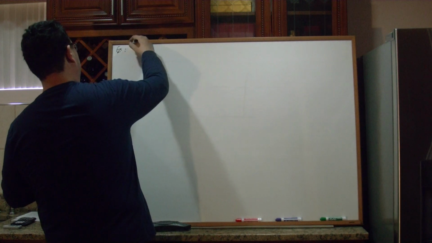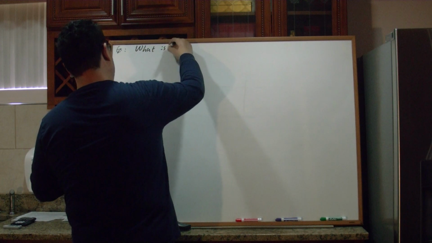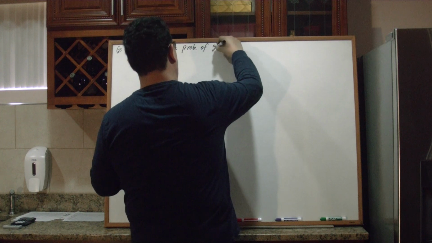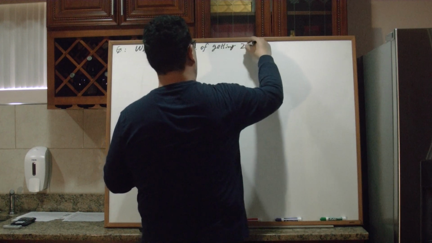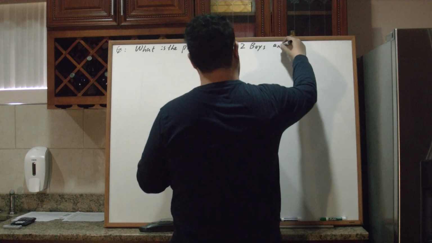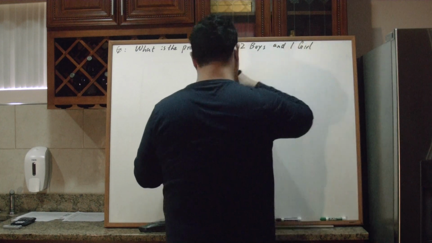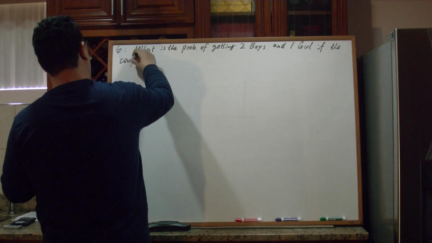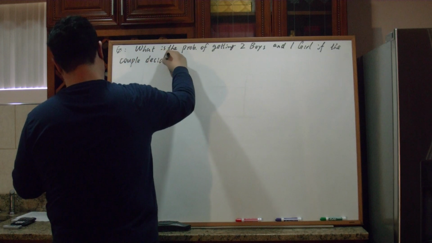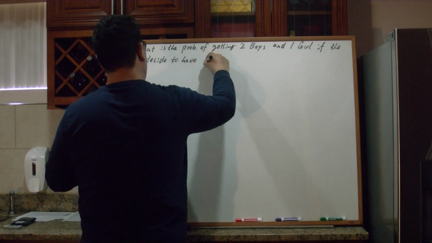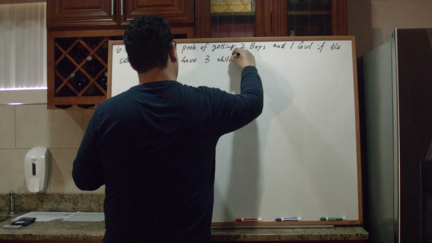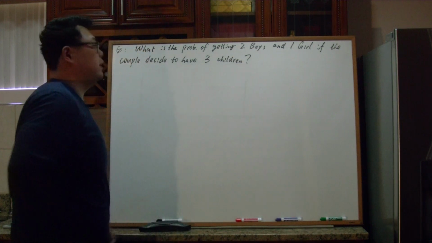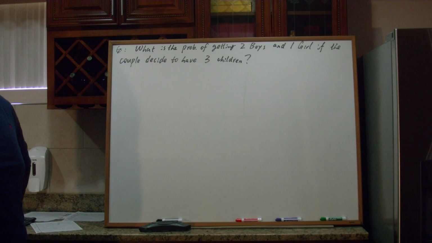And let's see the next question. What is the probability of getting two boys and one girl if the couple decide to have 3 kids? Right, 2 boys and 1 girl, that could be in a different order, right?